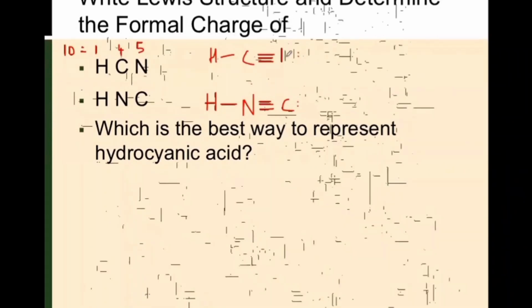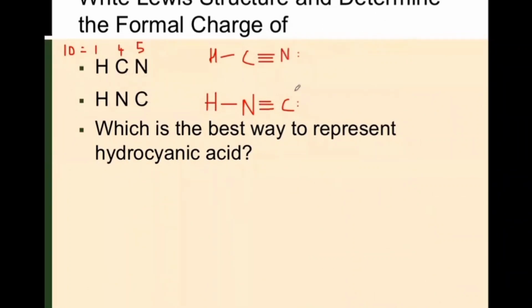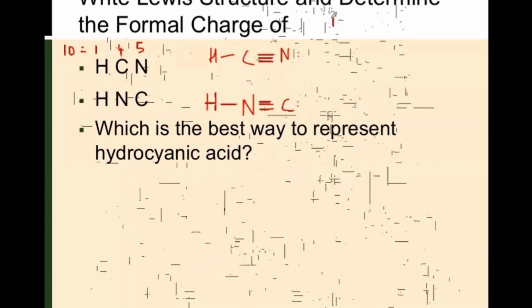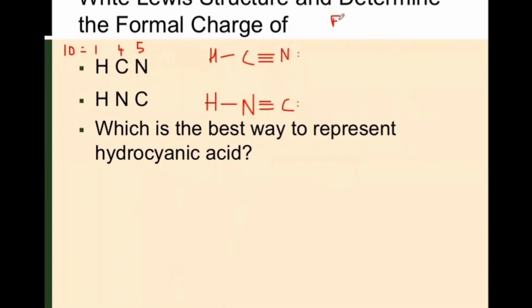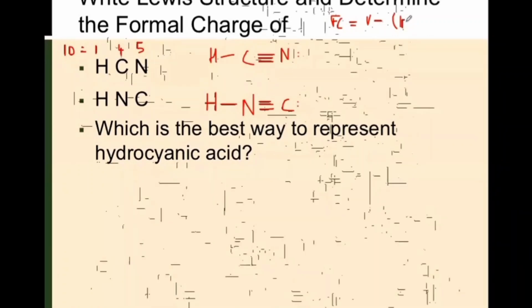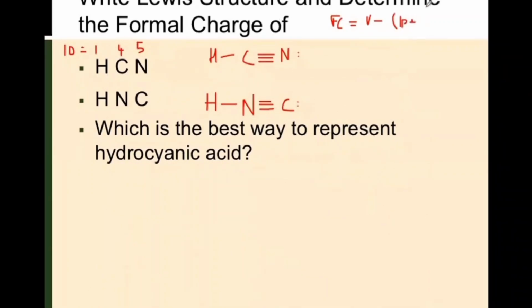Nitrogen again. Okay. So what are the formal charges here? This will help us to determine what is the best way to represent hydrocyanic acid. So the formal charge, remember, Fc is equal to the valence, which I'll just call V, minus the sum of lone pairs plus a half of the bonding pairs.